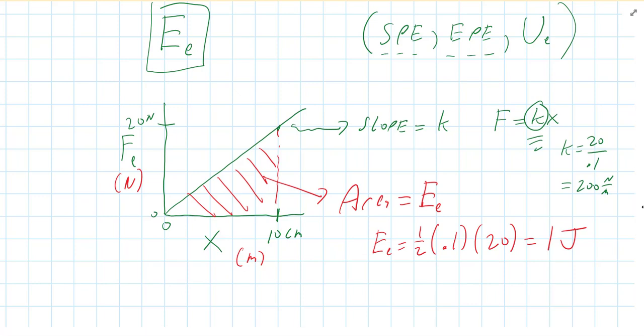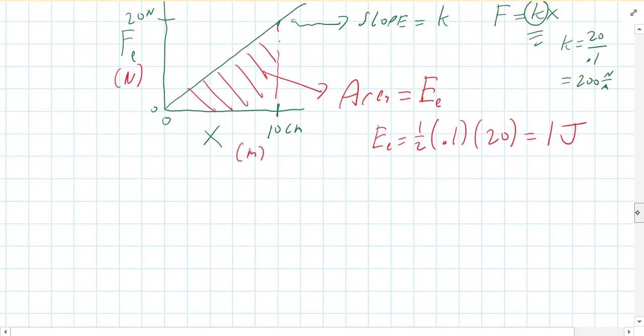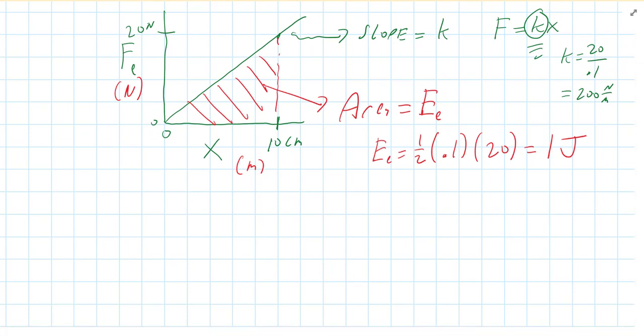Now, it turns out there is a second way, which is going to be awfully convenient for most of our problems to determine the elastic potential energy stored in the spring. You don't always want to have to draw a graph and find an area. So what's another way to do this?